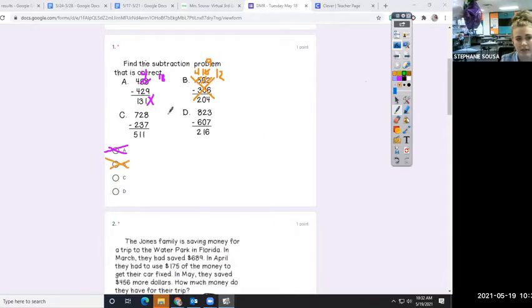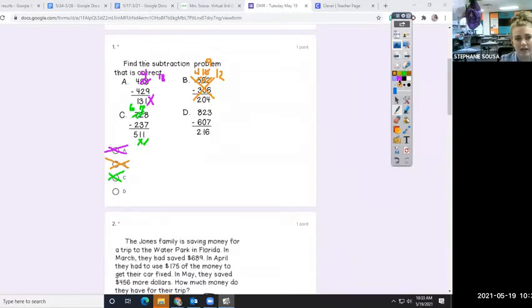Check problem C. 728 subtract 237. 8 subtract 7 is 1. That's good so far. 2 subtract 3 is impossible. Let's regroup. We have 6 tens and 12 ones. That's not right. Yes, it is. 12 subtract 3 is not 1. It is 9, so C is out of there.